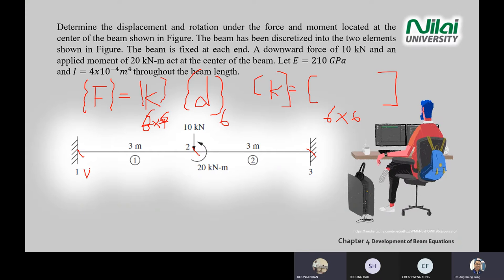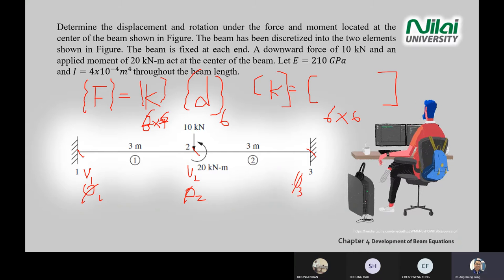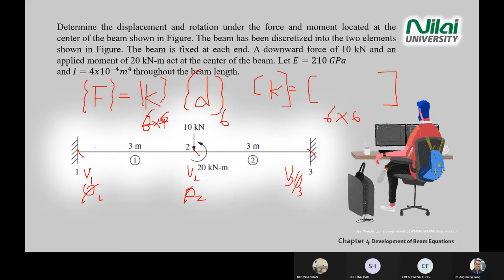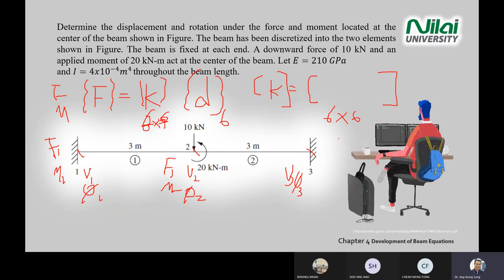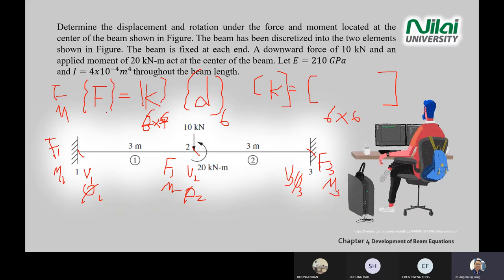So each point will give you V1, rotation 1. Point 2 also gives you V2, rotation 2. Point 3, rotation 3, V3. So for displacement you have 6. Force, for a beam, you only look at force and moment. So point 1, you have F1, moment 1. Point 2, you also have F2, moment 2. Point 3, you also have F3, moment 3. Okay, so you have 6 here.